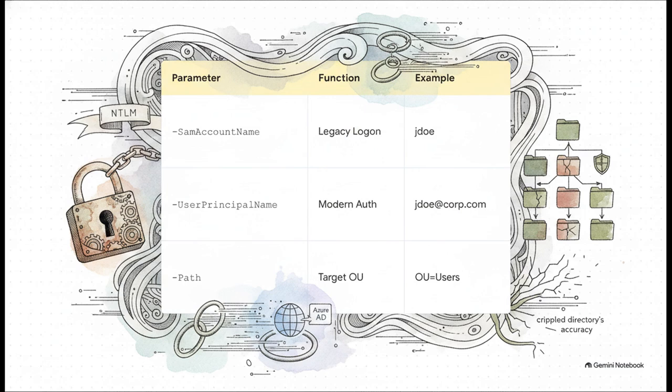To create Jane's account properly, we have to map those abstract code parameters to her actual real-world corporate identity. The SAM account name is her legacy logon. That's maximum 20 characters used for older NTLM authentication. Then you have the user principal name, or UPN. That's critical for modern authentication and single sign-on. And finally, the path tells Active Directory exactly which folder or organizational unit Jane's account should live in. You definitely don't want to omit these, or you're going to cripple your directory's accuracy.